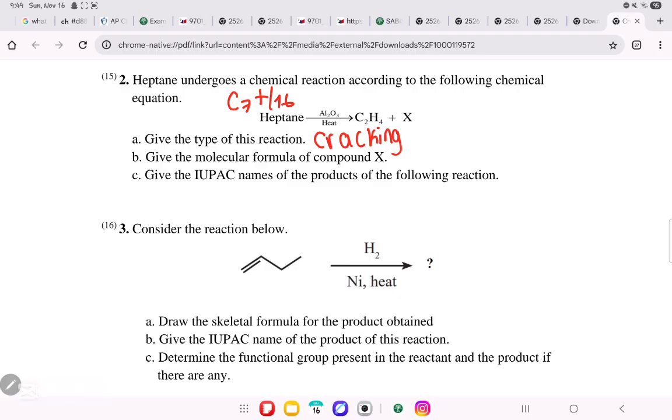Now this you need to do a little bit of math. So it's gonna be a CnH as well. 7 minus 2 is 5. 16 minus 4 is 12. So it's C5H12.